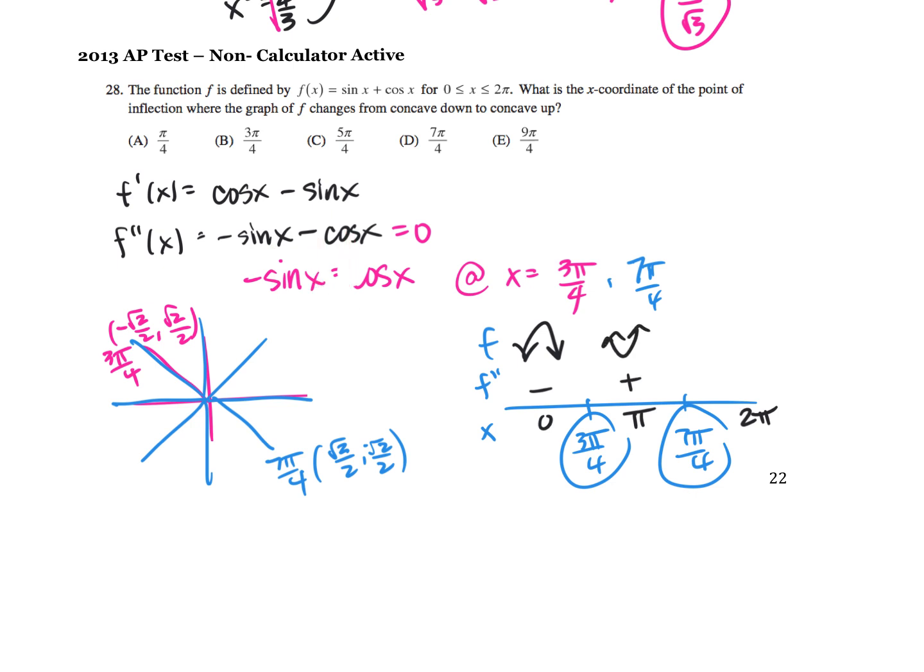Pi is over here, buddy. So we'd have negative 1, 0. So add a pi. Okay. We'd have 0 minus negative 1. And then at 2 pi, that's back over here, we'd have 0 minus 1 again. Yeah. And look at what they asked, though. What is the x-coordinate of the point of inflection where the graph changes from concave down to concave up? Where did that happen? At 3 pi over 4, down to up. Yep, 3 pi over 4.